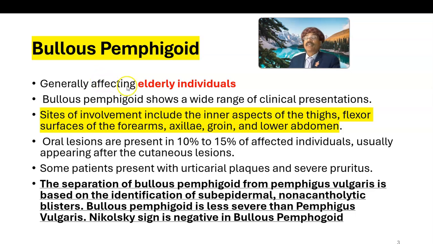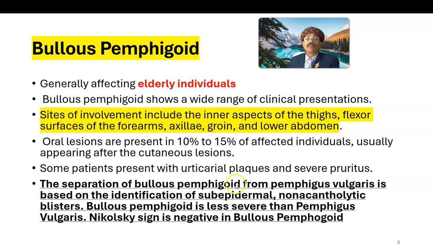It generally affects elderly individuals and shows a wide range of clinical presentations. Sites of involvement are the thigh, flexor surface of the forearm, axilla, groin, and lower abdomen. Oral lesions are present in 10 to 15% of affected individuals, usually appearing after the cutaneous lesions. Some patients present with urticarial plaques and severe pruritus.